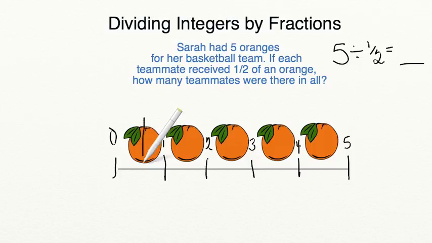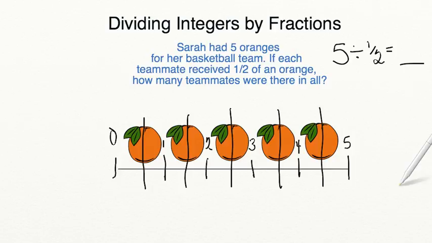So I'm cutting this orange in half and labeling half on my number line. Half, half, half, and half. So I've now split up each of my wholes into halves. And now I can add up how many teammates there were in all if each teammate received half of an orange. 1, 2, 3, 4, 5, 6, 7, 8, 9, 10. That means that there are 10 halves in all. So 5 divided by half equals 10.